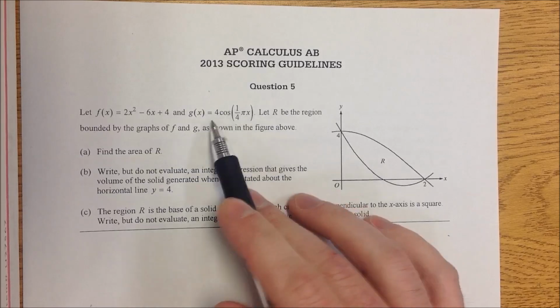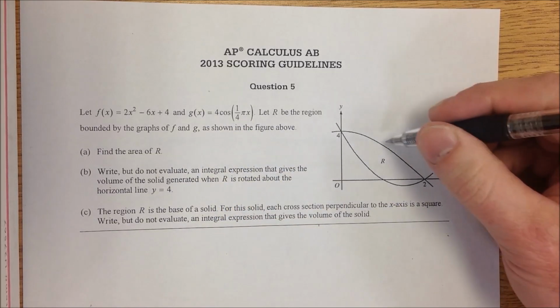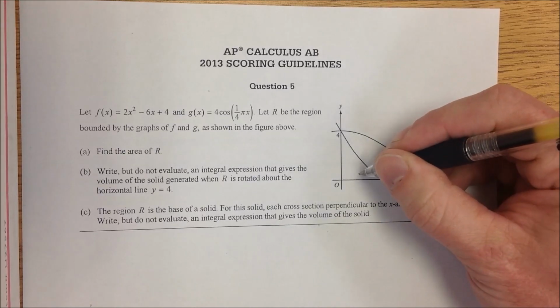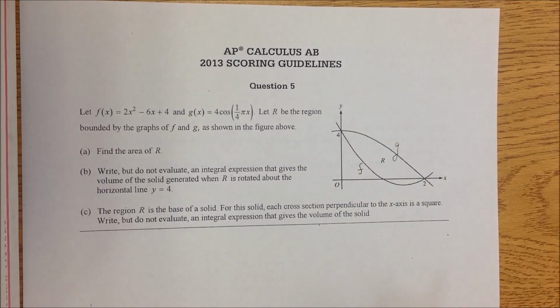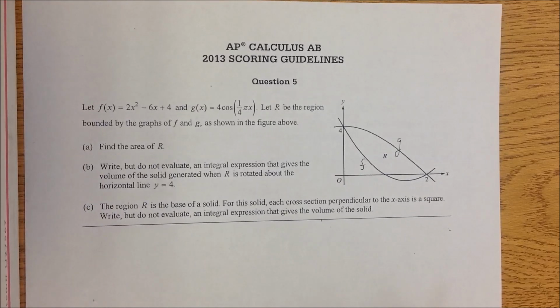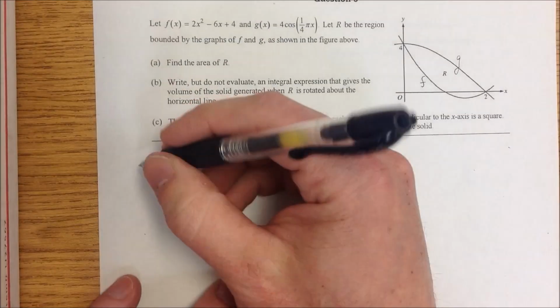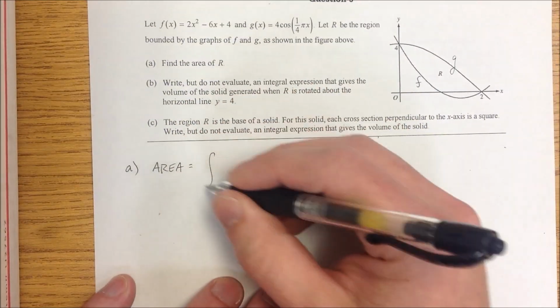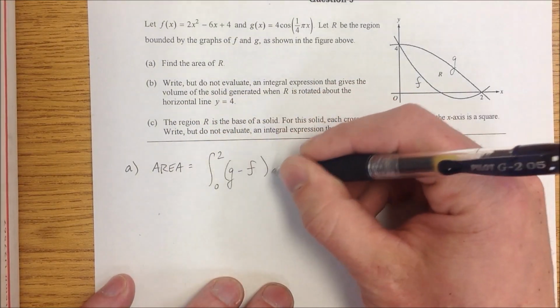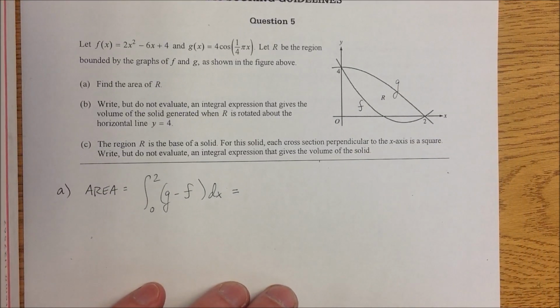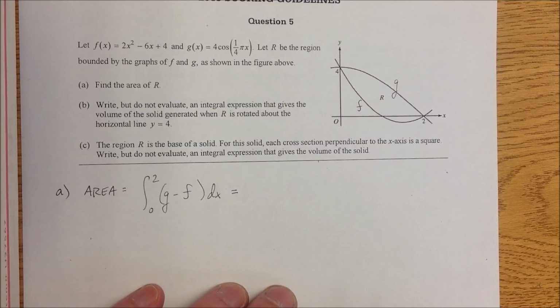So probably you should just know enough about the cosine wave to know that this is g, and the bottom one then has to be f. So find the area of R, and this is a simple top minus bottom kind of an issue. Now the job is to find antiderivatives and plug in numbers.